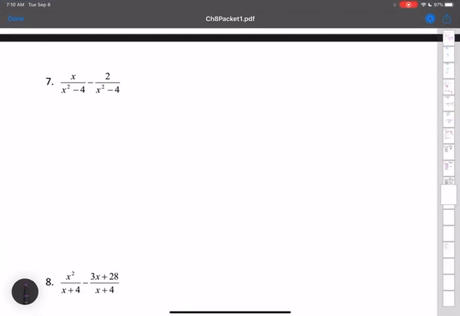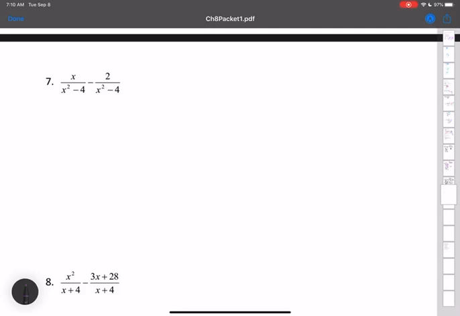All right, so this is section 8.4, which is a really smooth transition from 8.3. In 8.3, we're adding rational expressions. In 8.4, we're subtracting, which the only thing that's really different, essentially, is that sometimes we're going to have to distribute that negative sign.